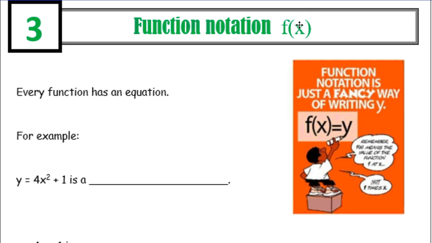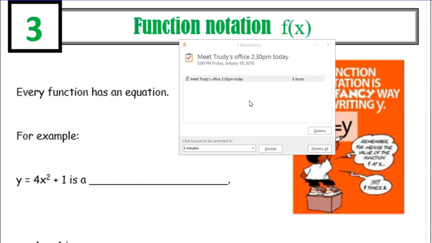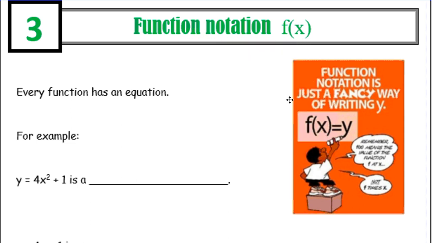So function notation is just a fancy way of writing y. So instead of writing y, they write f of x equals. The reason why they started to invent this notation is you've probably seen graphs where there's more than one function graphed at once. So which one is y? So what they do is they can call one of them f of x, and the other one g of x. So f of x and g of x is to show that they're two different functions. A way of labeling functions just to show that they're different to each other.